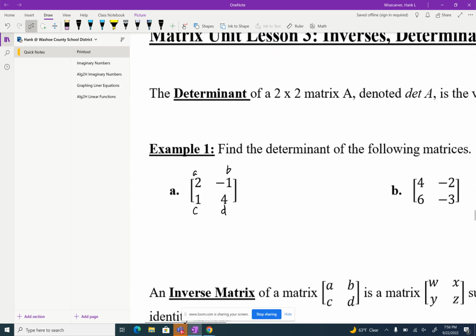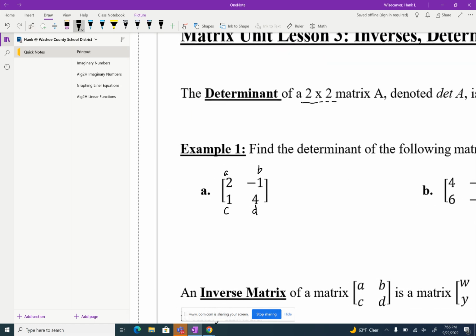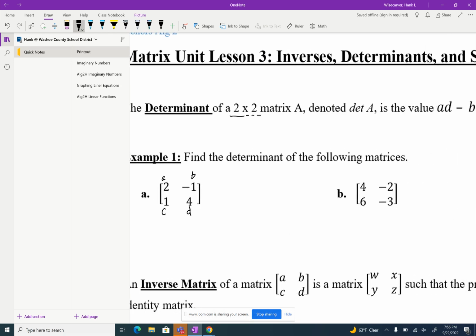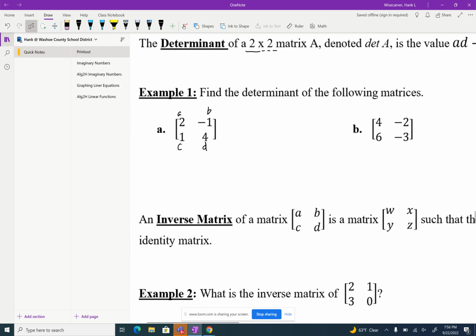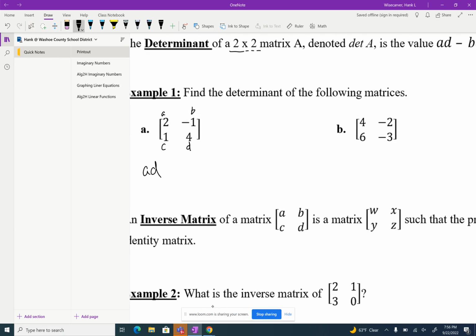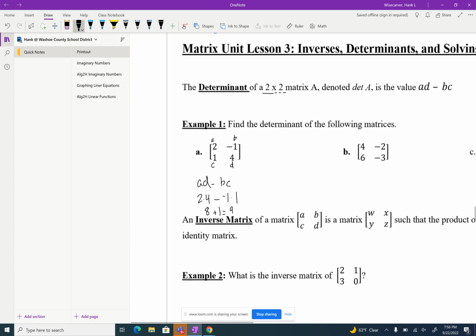One thing I forgot to point out is we're mainly going to be talking about 2x2 matrices. You can also find the determinant of a 3x3, but we're not going to be as worried about that. So anyways, it's AD minus BC, like I mentioned earlier. So this is 2 times 4 minus negative 1 times 1. It's going to end up being 8 plus 1, and that's going to leave us with 9. So the determinant of that first one is 9.